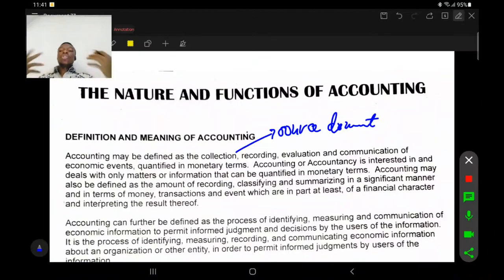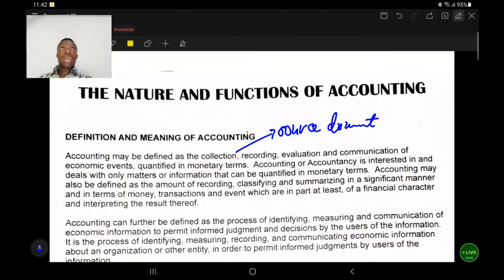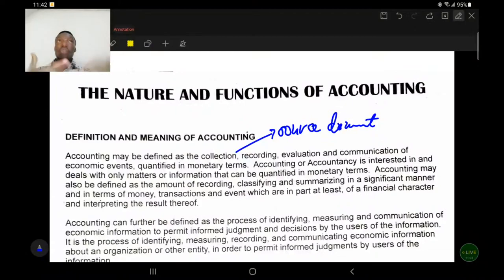So let's say you are an account clerk, and your manager sent you to go and make a deposit into the business bank account. When you go to the bank and come back to the business, your manager is going to ask you for the receipt from the bank when you made the deposit. At the end of the day, they give you a receipt. So your manager is going to ask, okay, what is the receipt? Let me see what actually transpired during the process of depositing.